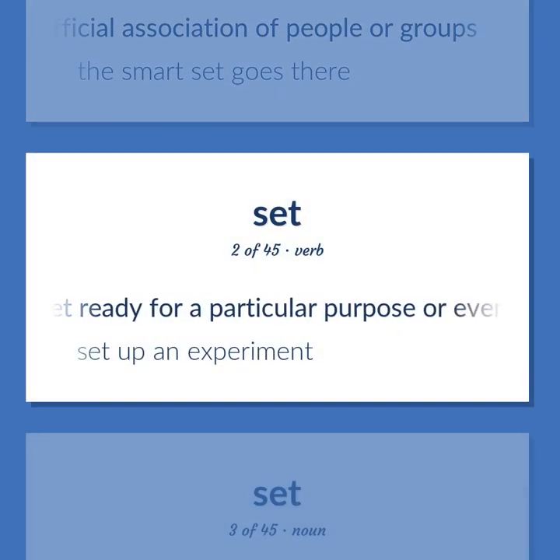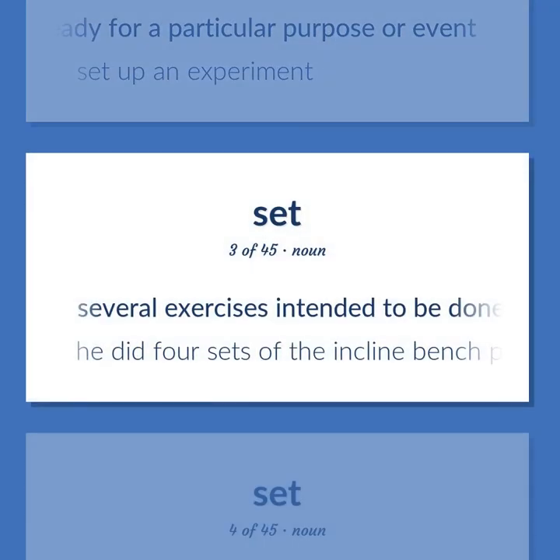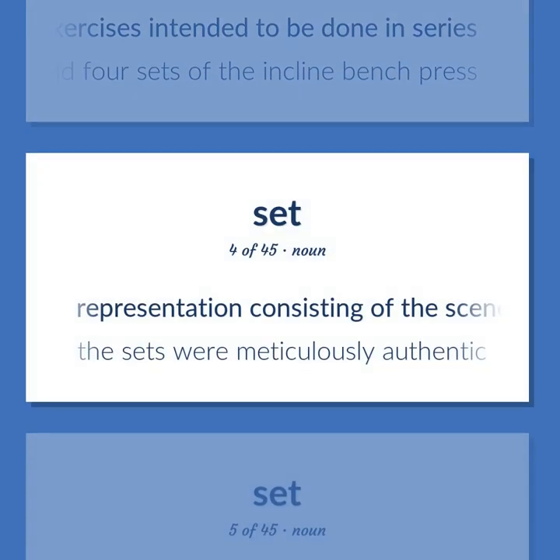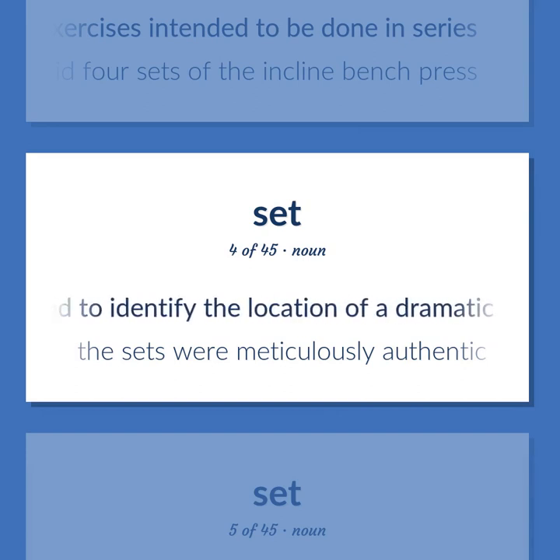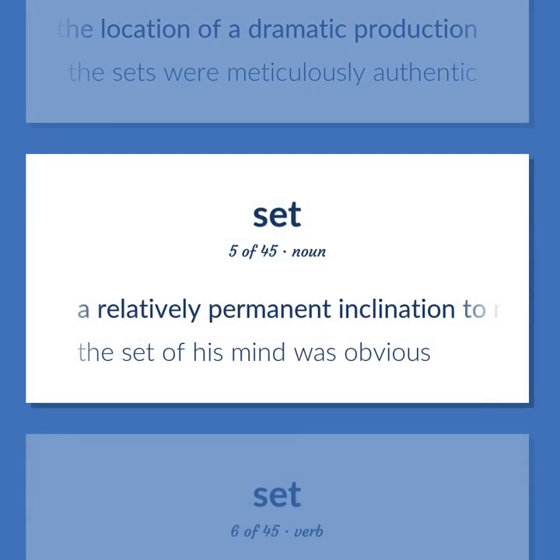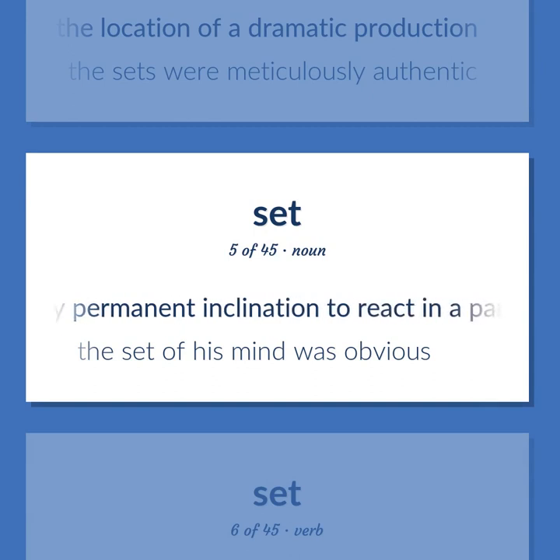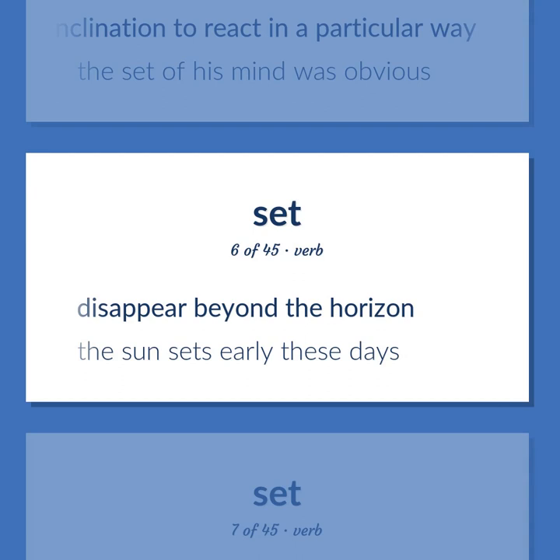Get ready for a particular purpose or event. Set up an experiment. Several exercises intended to be done in series. He did 4 sets of the incline bench press. Representation consisting of the scenery and other properties used to identify the location of a dramatic production. The sets were meticulously authentic. A relatively permanent inclination to react in a particular way. The set of his mind was obvious. Disappear beyond the horizon. The sun sets early these days.